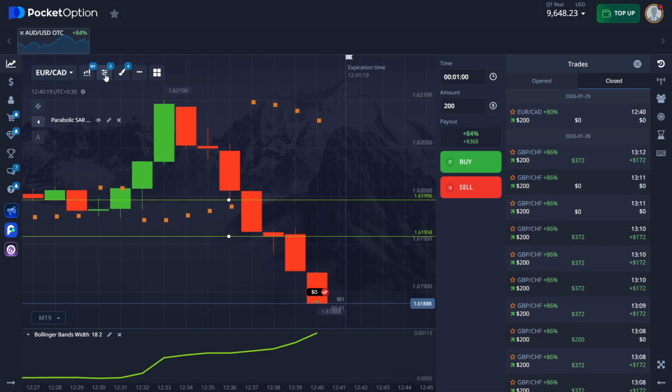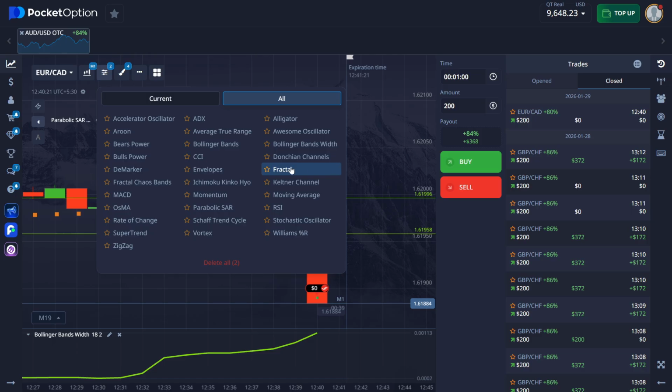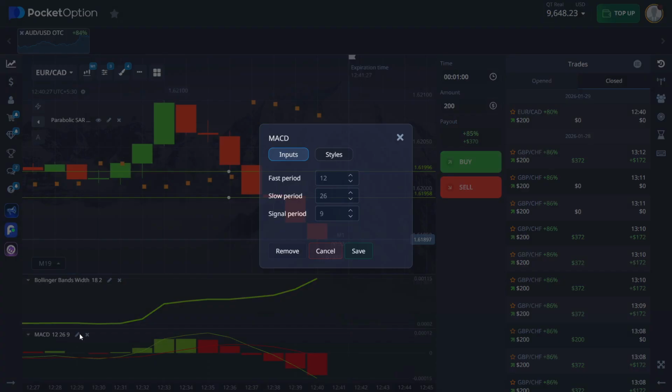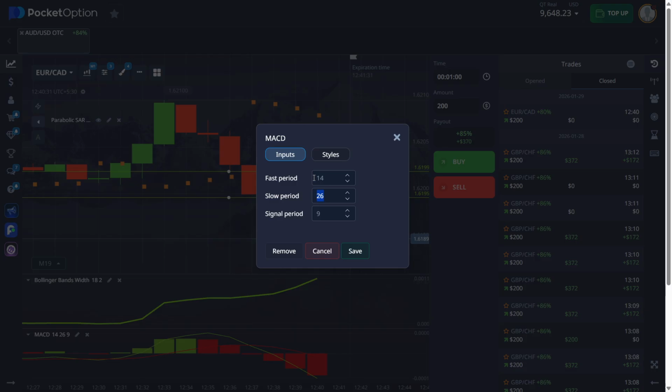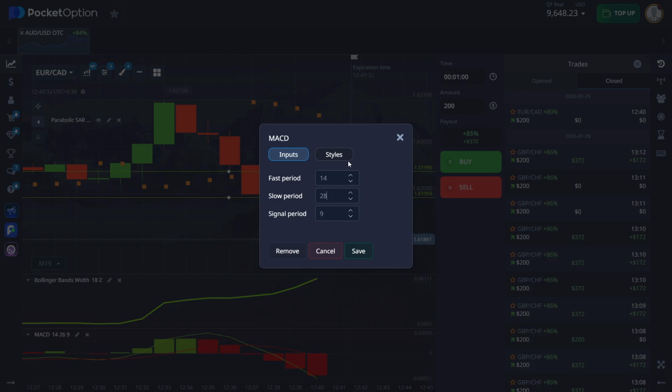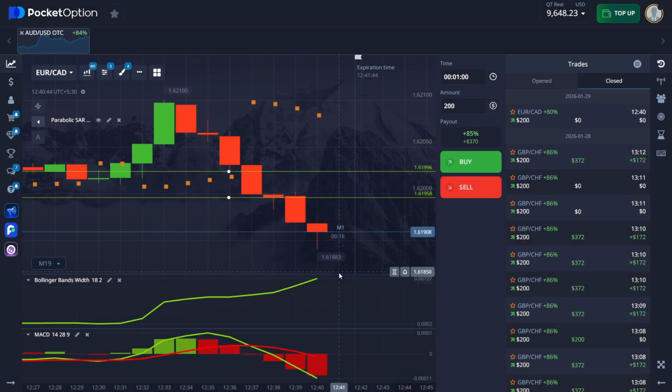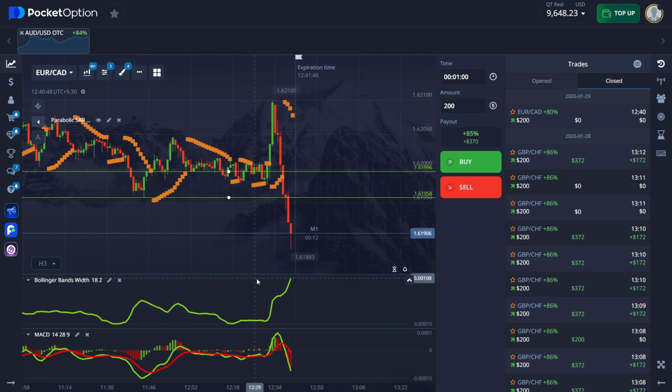Okay, we will implement one more indicator here. The third indicator will be MACD. MACD will help me in getting the intersection between the trend lines, and the fast period will be 14, slow period will be 28, signal period will be 19. Change the color to light, 3px, and the red line is also 3px. Save the settings, and yes, everything is now properly corrected on the chart.